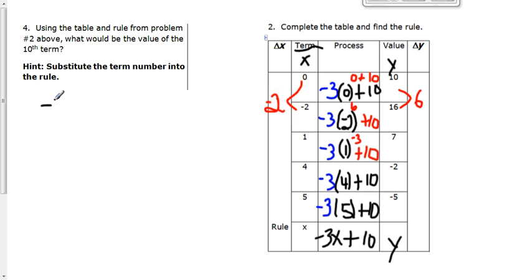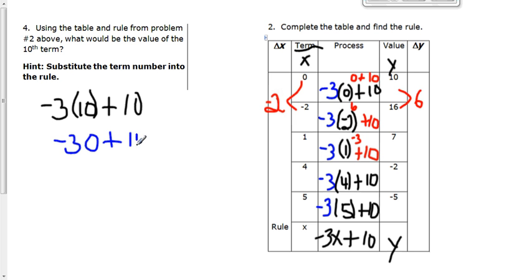So I have negative 3 times 10, and then plus the 10 for our constant. Okay, follow order of operation, guys. We have our negative 3 times 10 is negative 30. Plus the 10. Remember, when adding integers, a negative and positive cancel each other out. So I really subtract. 30 minus 10 is 20. And we have more negatives than we have positive. So that tells us that y is equal to negative 20.